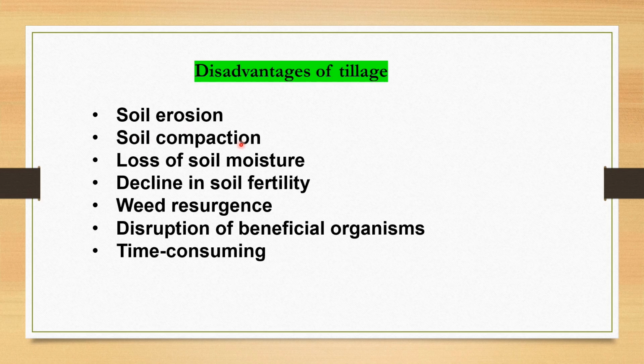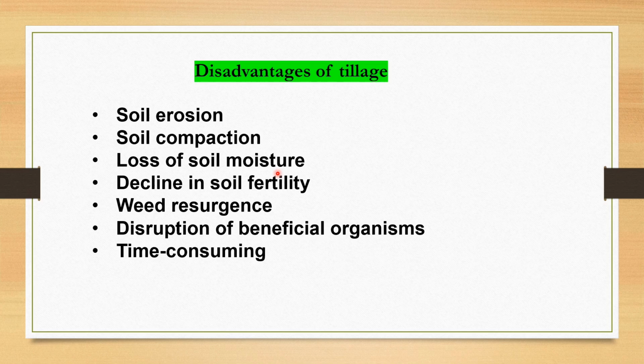Second is soil compaction. By using heavy machinery in the field, with many tons of weight, it can lead to soil compaction into harder layers. And third is loss of soil moisture. When we do tillage operations in the field, there is a chance of evaporation of moisture from the field. And the fourth is the decline in soil fertility.